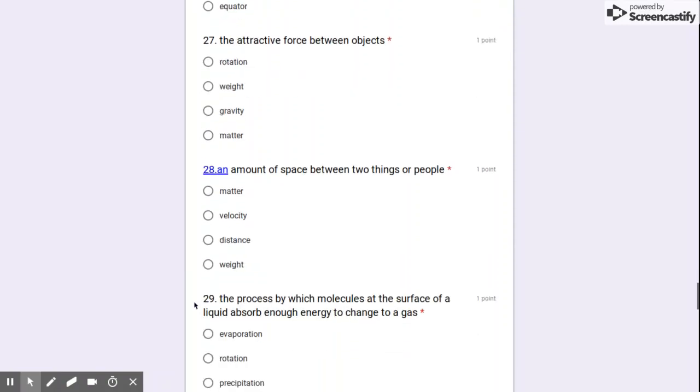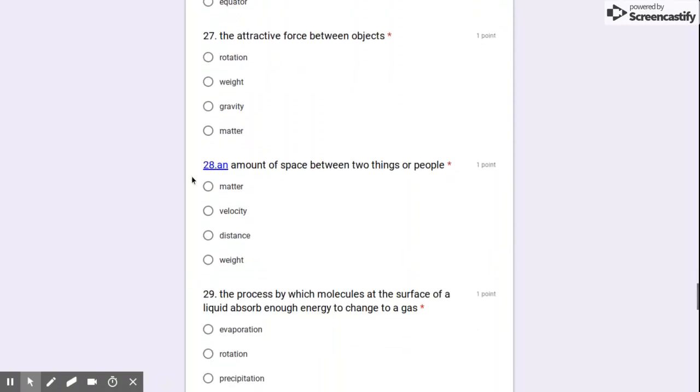Number 28. An amount of space between two things or people. Matter, velocity, distance, and weight.